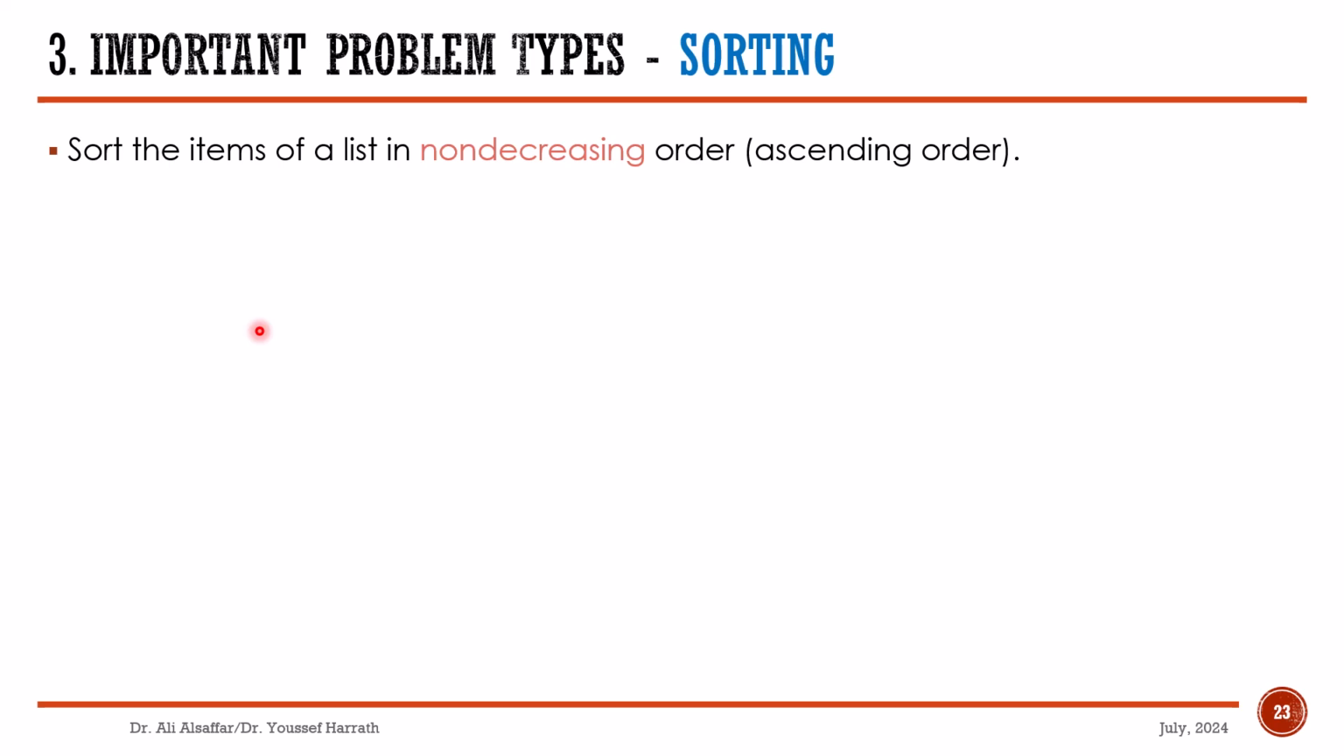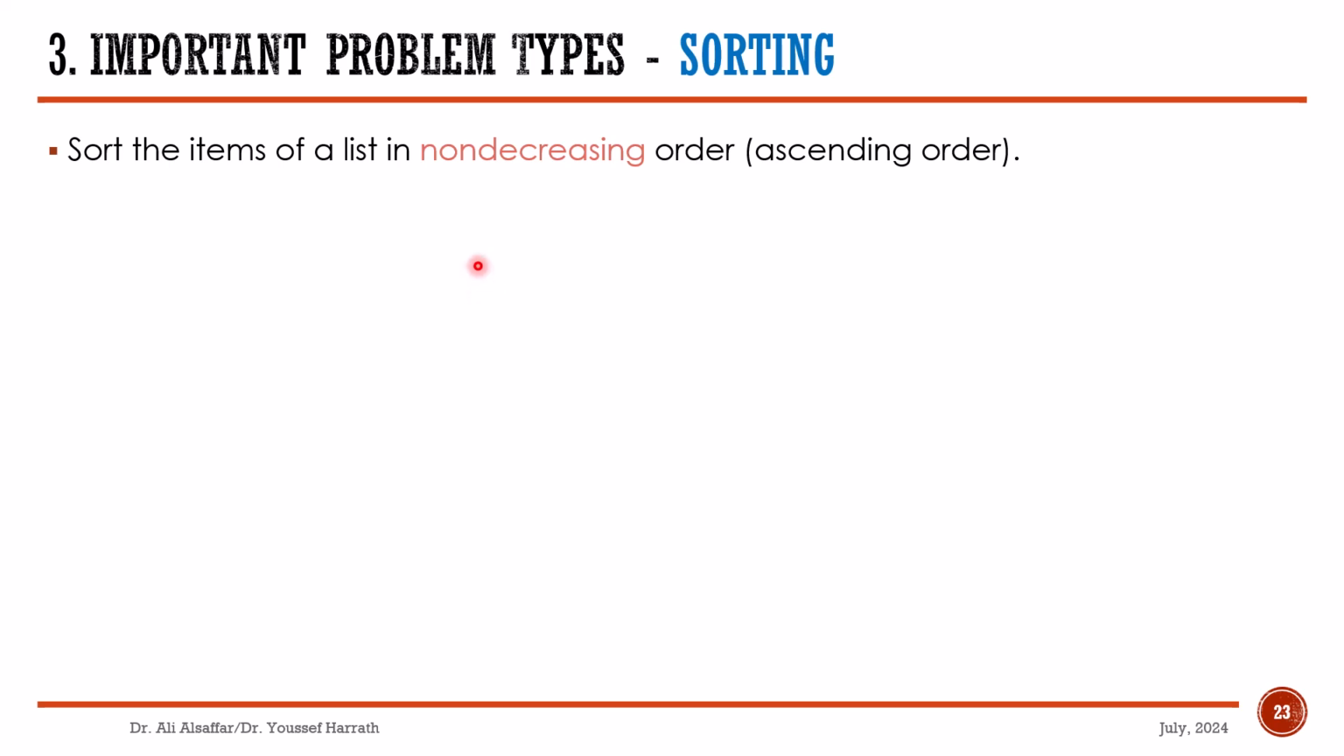In this lesson, we're going to introduce the most important problem types in the field of algorithms. One of them is sorting. So what is sorting? The sorting problem is to rearrange the items of a given list in non-decreasing order or ascending order. Opposite to ascending order is descending order.